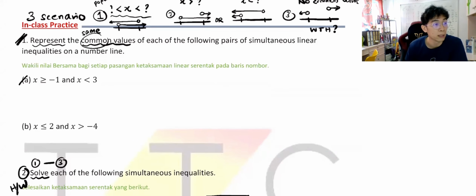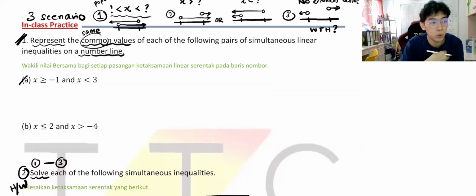Actually, this is quite high, like just now reached around 60 plus students, right? Around 60-70% response. Very good. Okay. Then, of each of the following pairs of simultaneous linear inequalities on a number line, see, they mentioned number line. Even if the question didn't mention number line, right?